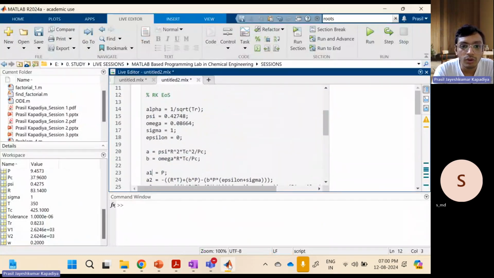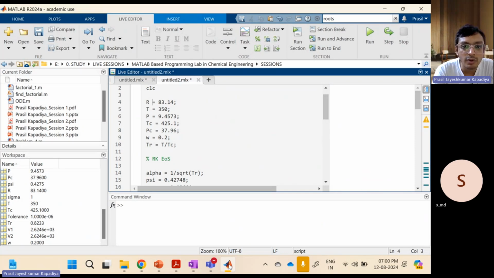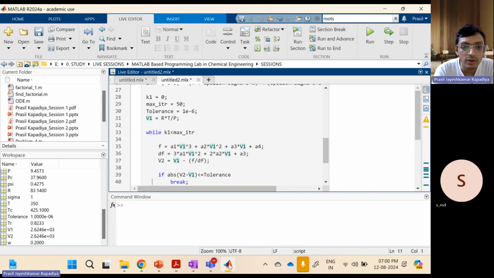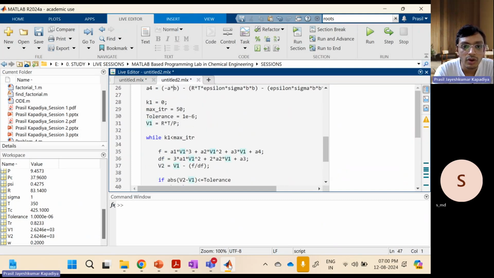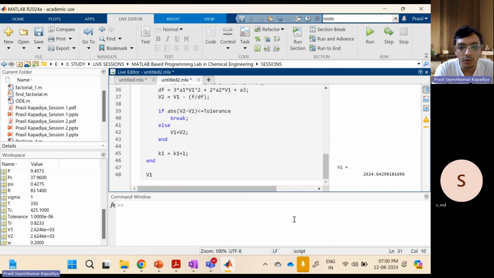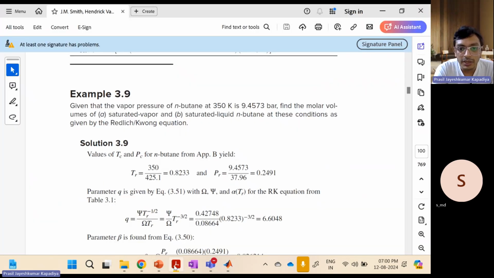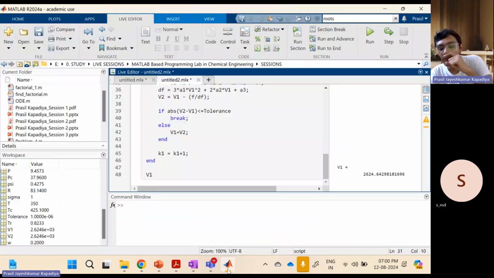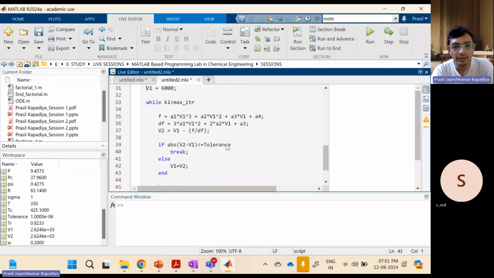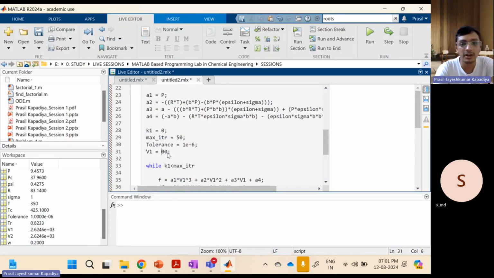Okay. So I can change my initial guess from the ideal gas one to some other value. Let's say I'm just giving one random value of V1 instead of RT by P. Let's say I'm giving, vapor volume is higher, so let's say I'm giving 6,000. So what is the value of V I'm getting? 2624 only. Okay, let's see from here what the second root is. Okay, yeah, the vapor root is already higher, we have got that. So let's go for the smaller root and let's say it's 100.